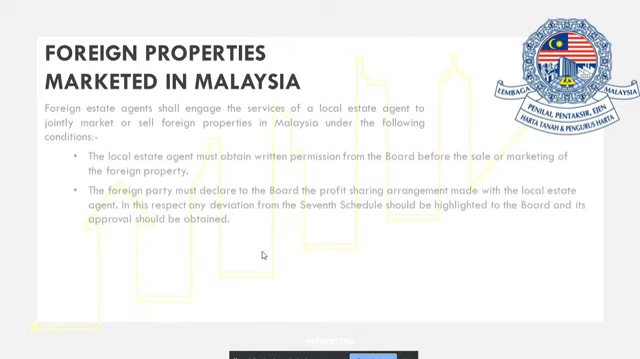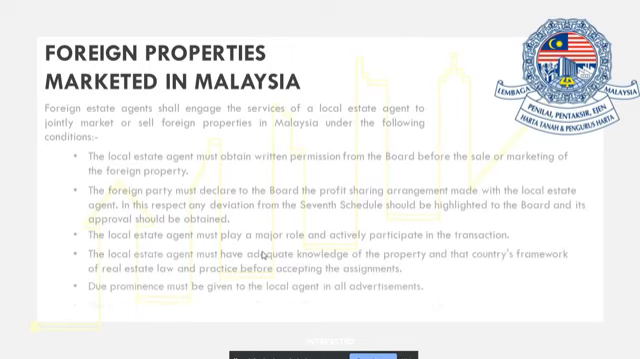So foreign property market in Malaysia ini, saya rasa masa kita belajar REM21 tu, kita ada belajar benda ni dalam MIAS, betul, Malaysia Estate Agent Standard tu. So foreign estate agent shall engage the service of local estate agent to jointly market or sell foreign property in Malaysia. Kalau kita ingat balik, estate agent luar negara yang nak jual harta diorang di dalam Malaysia, dia kena engage, kena connect with the local estate agent, estate agent Malaysia lah. So dengan syarat the local estate agent must obtain written permission.